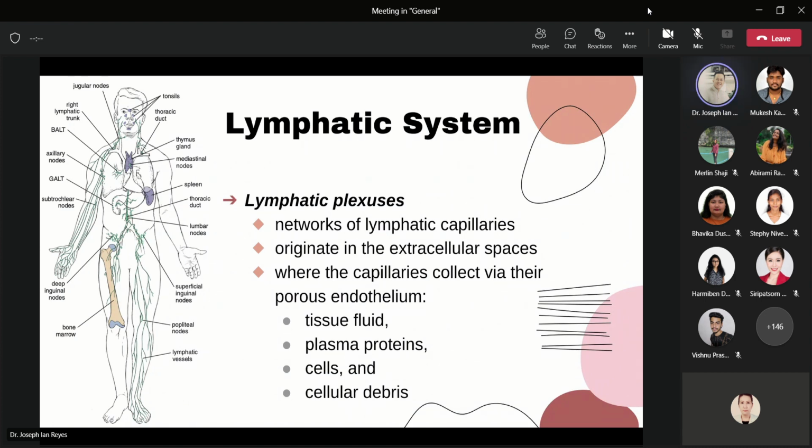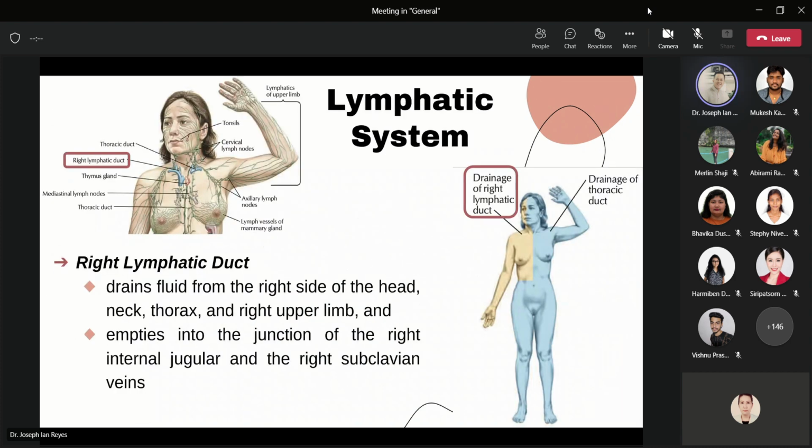So the lymphatic capillaries continue centrally as thin vascular channels, then as collecting ducts, and empty into the major veins of the neck. As you can see in the illustration, the green ones. So we will discuss the different areas that they drain. First would be your right lymphatics. Your right lymphatic duct drains fluid from the right side of the head, neck, thorax, and right upper limb, and empties into the junction of the right internal jugular and right subclavian vein. You just follow the drainage.